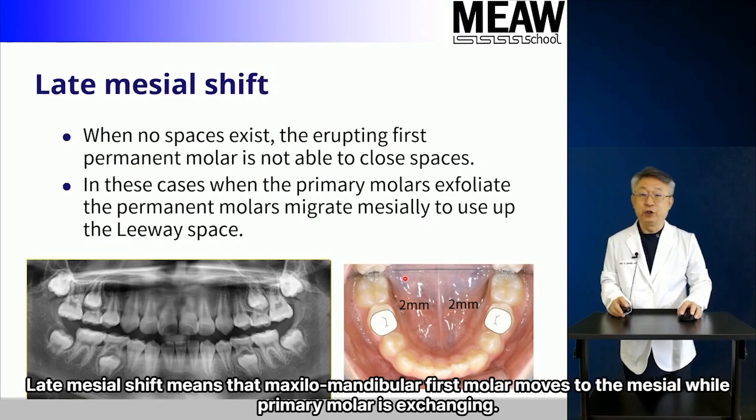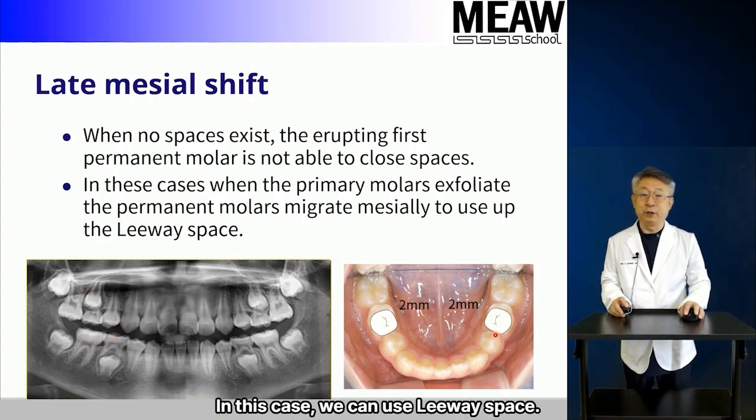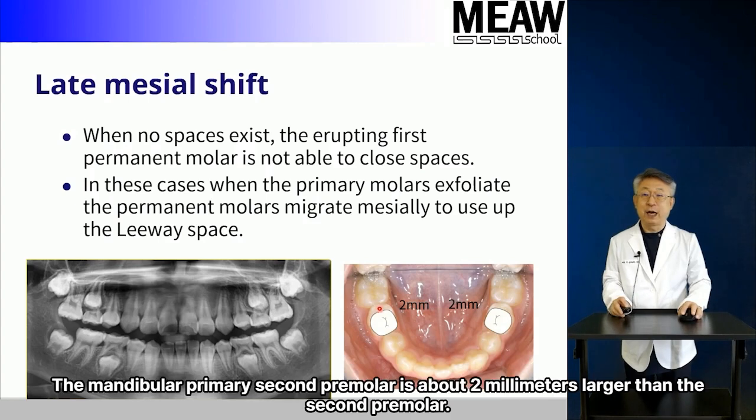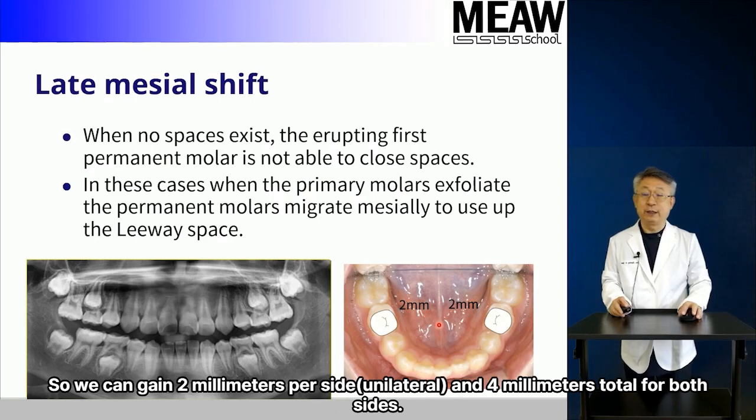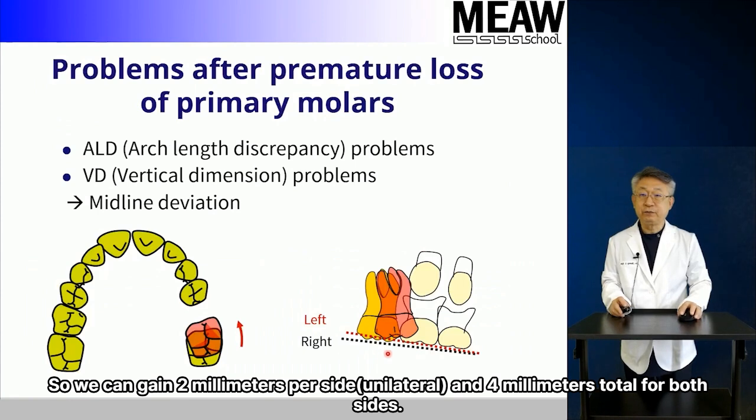Late mesial shift means that the maxillomandibular first molar moves to the mesial while the primary molar is exchanging. In this case, we can use leeway space. The mandibular primary second molar is about 2 millimeters larger than the second premolar. So we can gain 2 millimeters per side unilaterally and 4 millimeters total for both sides.